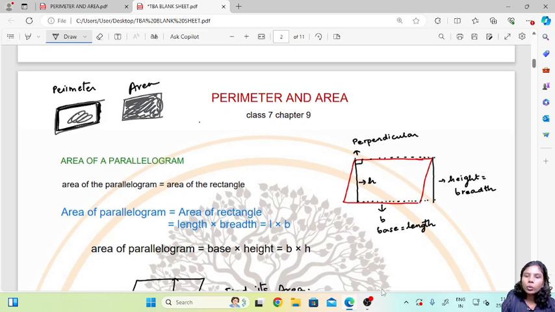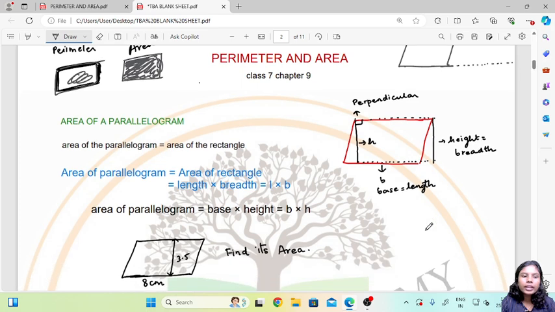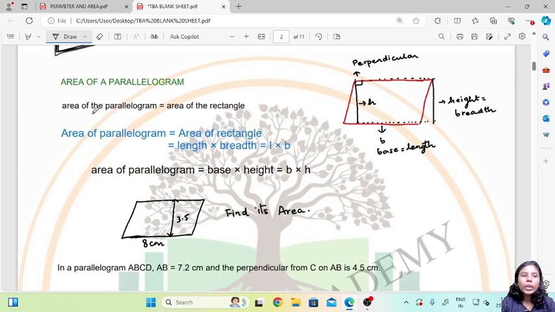Firstly, we know that a parallelogram is in this shape, right? What do we know about it? It has opposite sides equal and it has parallel sides. Parallel as in these lines, if you extend these two lines, at no point will they be intersecting or crossing over each other. Now let's look at the area of a parallelogram. So the area of a parallelogram is equal to the area of a rectangle.